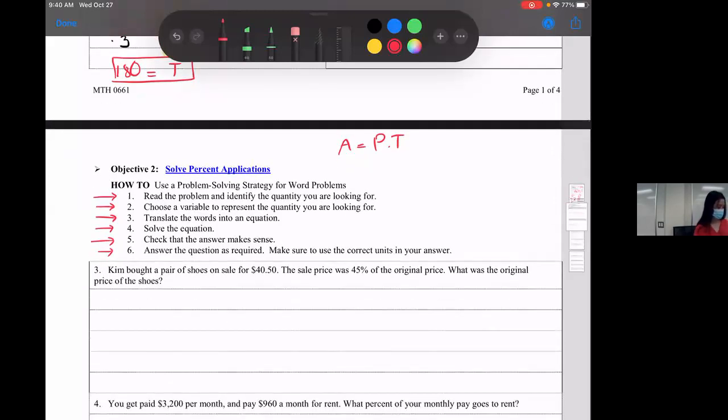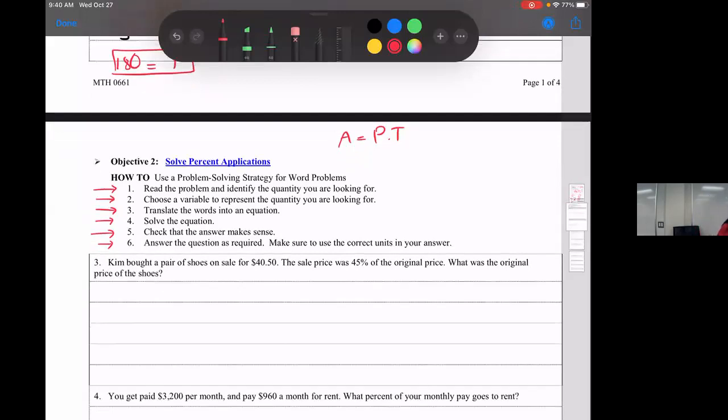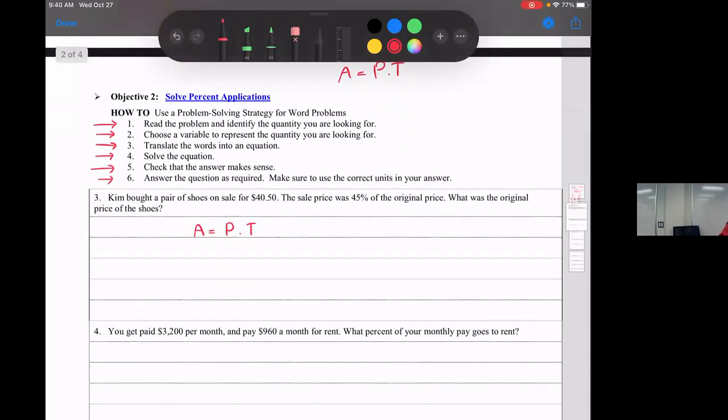All right, so Kim bought a pair of shoes on sale for $40.50. The sale price was 45% of the original price. What was the original price of the shoes? So A equals P times T. 45% is definitely P, which is 0.45. They're asking for the original price, so what letter? T, right? So 40.50 must be A. I want to solve for T, so divide both sides by 0.45.